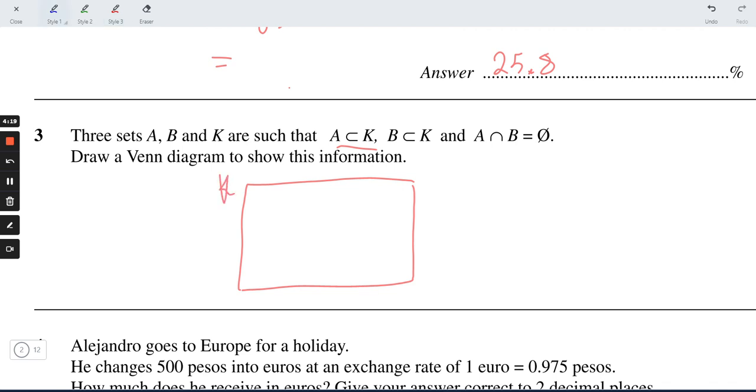Now A is a subset of K, and B is a subset of K. That means A and B are inside K. A intersection B is empty. That means there are no common members or elements between A and B, so they are disjoint. So this is the set A and this is the set B.